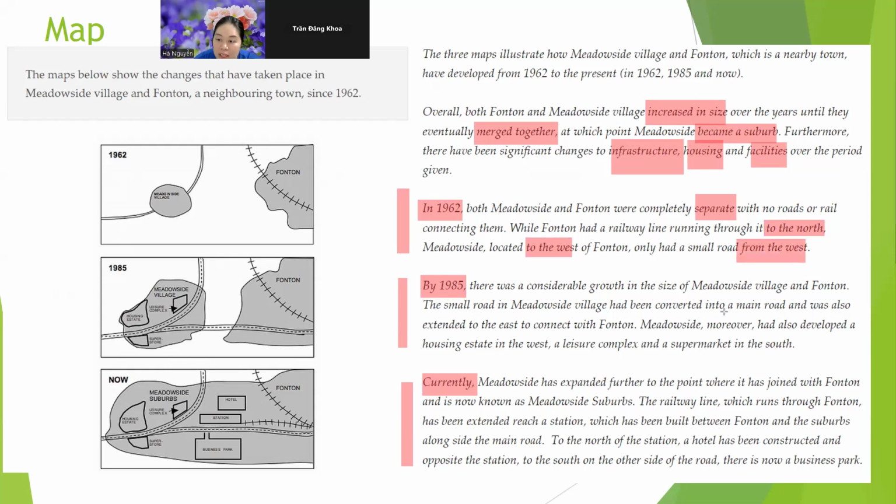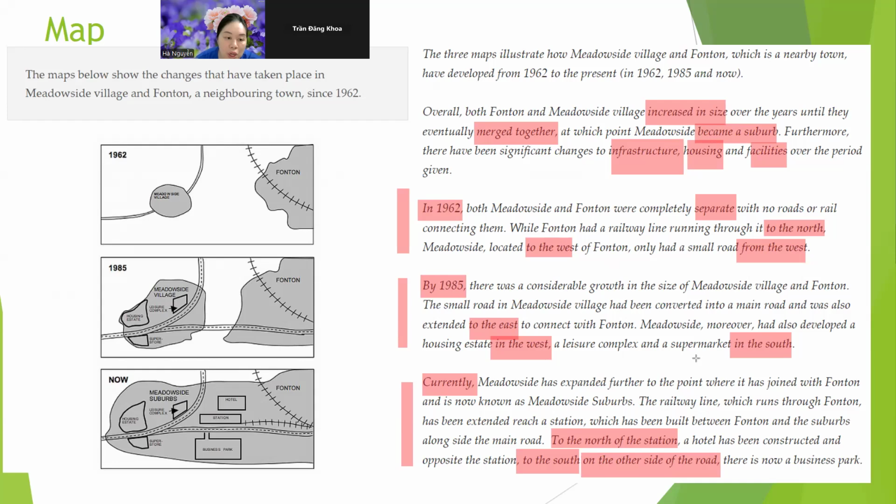Okay, and then you can see the same for the body paragraph number 2, right? So for example, to the east, in the west, in the south. Now, for example, to the north of the station, to the south, on the other side of the road. Okay, so there you go. Phrases to describe time and location. Now, what are the differences between to the north and in the north and so on?